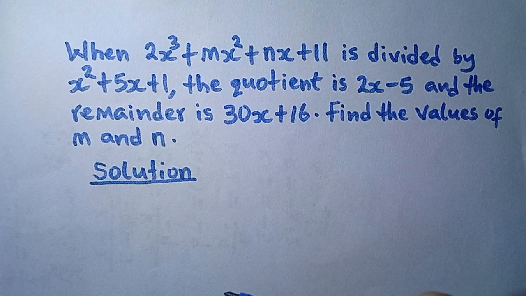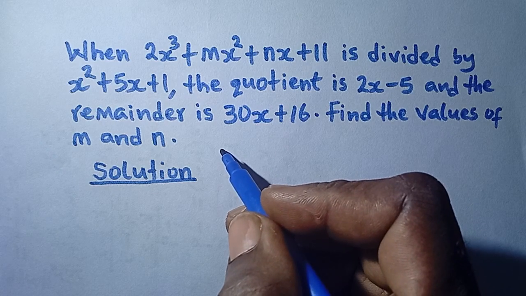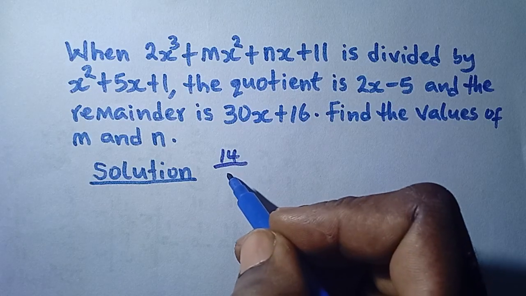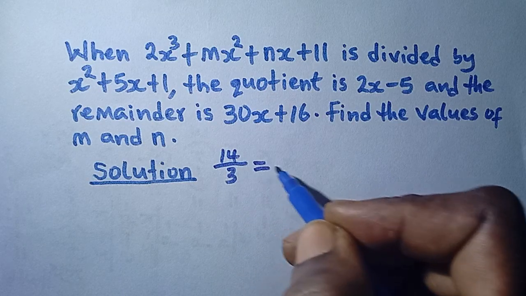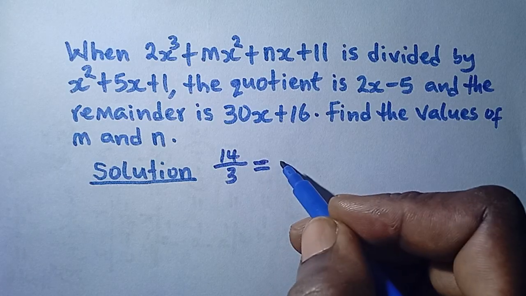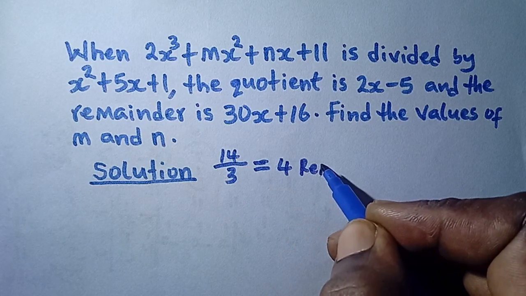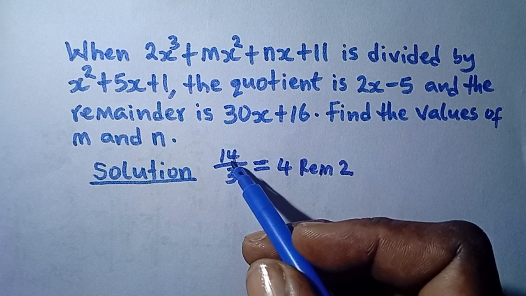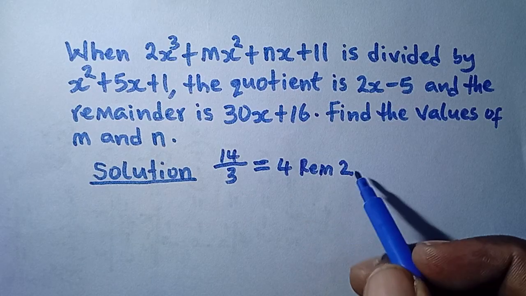Now, before we start this, I would like us to look at this. For example, when we say 14 divided by 3, what will this give us? This will give us 4 remainder 2. So 14 divided by 3 is equal to 4 remainder 2.